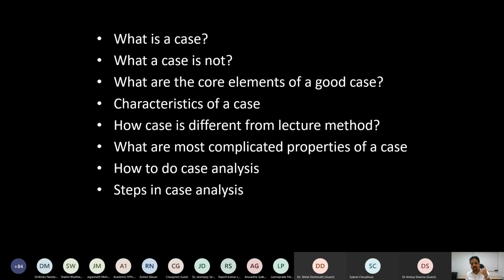So we'll be talking about what is a case and what is not a case, because that is also very important. People perceive things as a case, thinking they can take it to the class and have a discussion, but that may not be a case as such. Then what are the things a case should have to be taken to the class, either when you are writing a case, when you are taking it to the class, or when you are delivering it as course content? What are the core characteristics of the case?